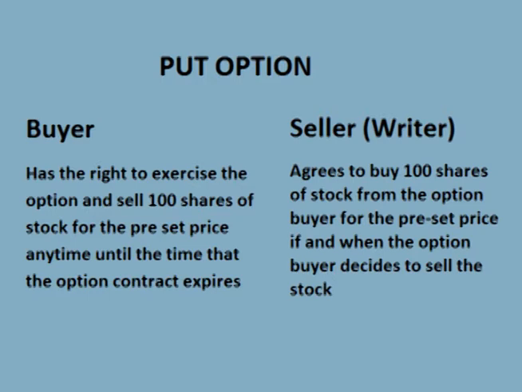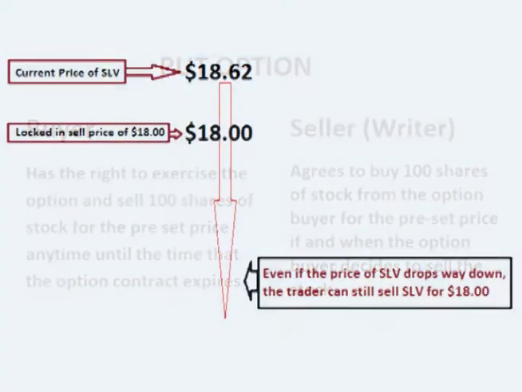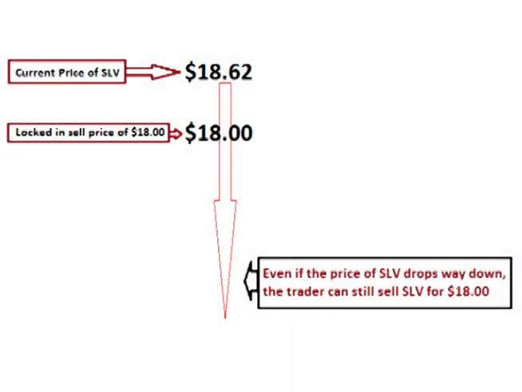This put option allows him to sell the stock for $18 any time between the time the option was purchased and the time the option expires a month later, no matter what the price of the stock is at that time. He pays 33 cents per share to do this, for a total cost of $33 plus commissions. This means that at any time between the time the option is purchased and the time the option contract expires, the trader has the option of selling his 100 shares of SLV for $18, no matter what the price of SLV is at that time.